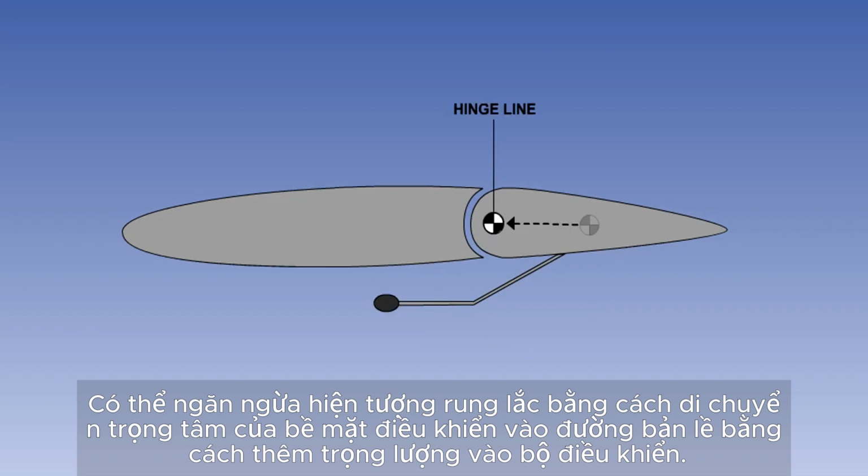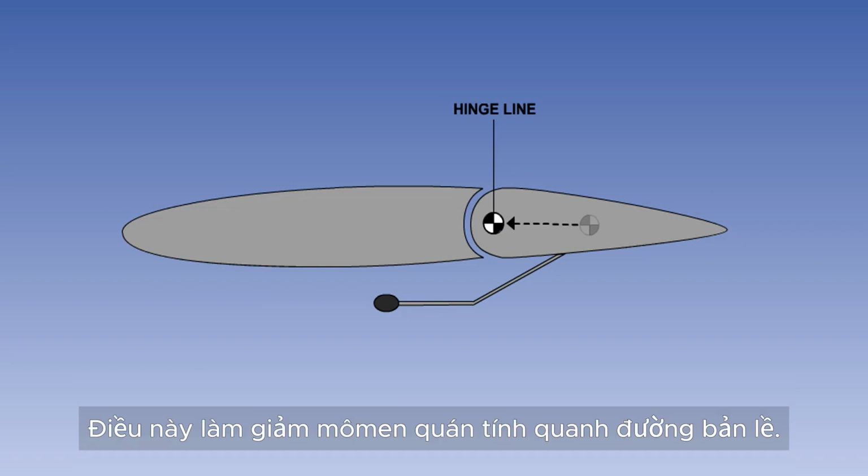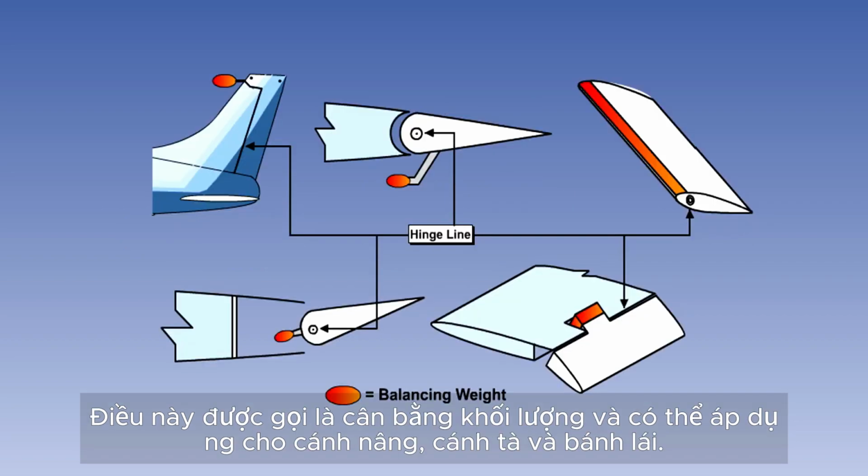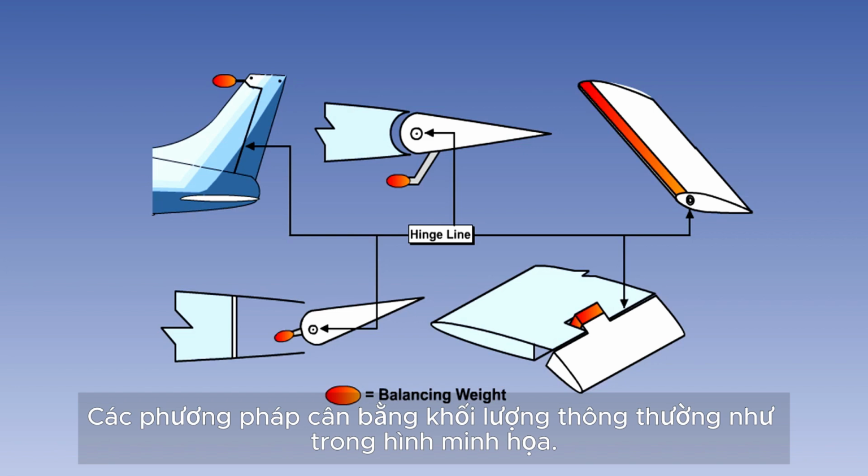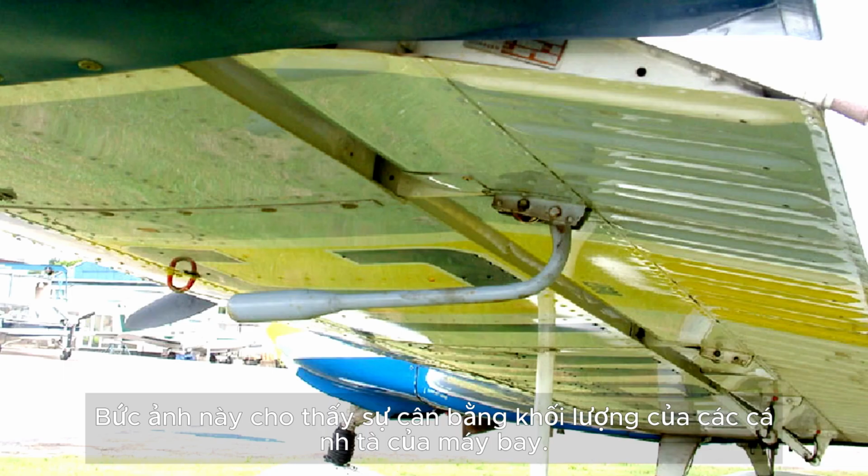Flutter can be prevented by moving the centre of gravity of the control surface onto its hinge line by adding weights to the control. This reduces the inertia moments about the hinge line. This is known as mass balancing, and it can be applied to elevators, ailerons and the rudder. Common methods of mass balancing are shown in the picture. This picture shows the mass balancing of the aircraft's ailerons.